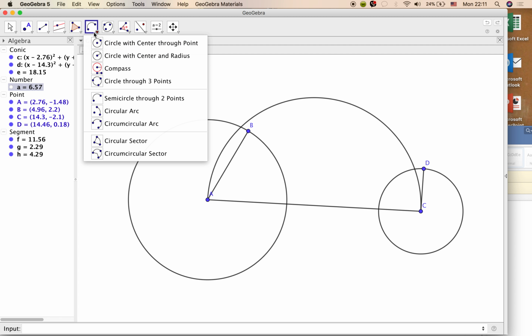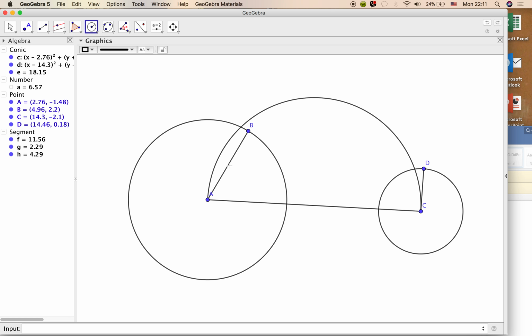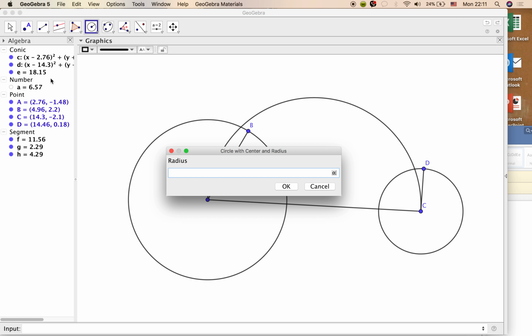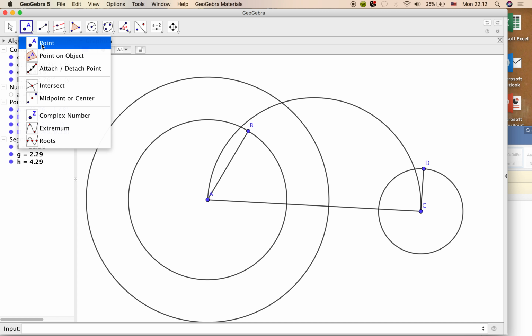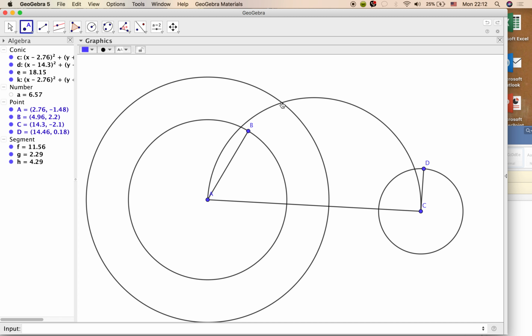So we want to draw the circle centered at A with radius 6.57, because that's the sum of both radii. Now that we have that, we want to label the intersect here, and we can choose intersect or just choose point. I personally like to choose point because it's easier and it still selects the intersect. And now we want to draw the line segment AE and label the intersect of that with our original circle.